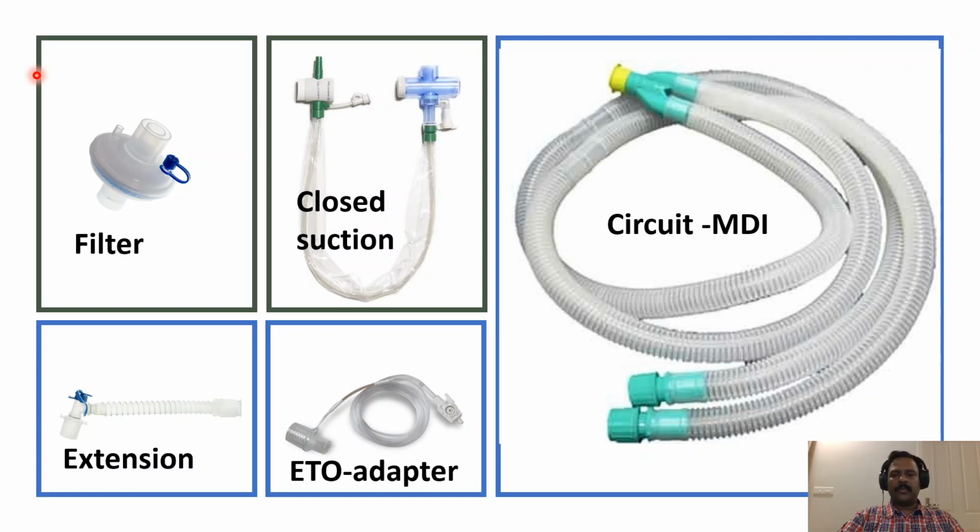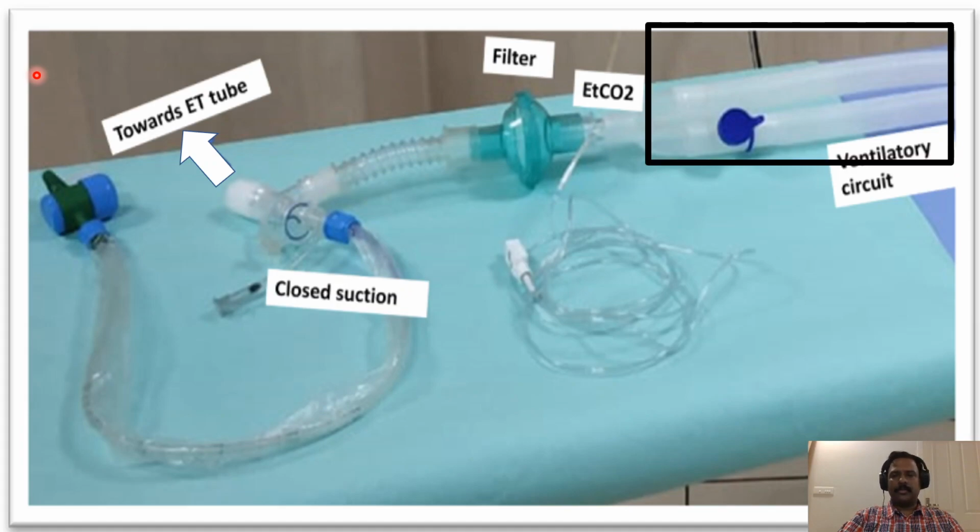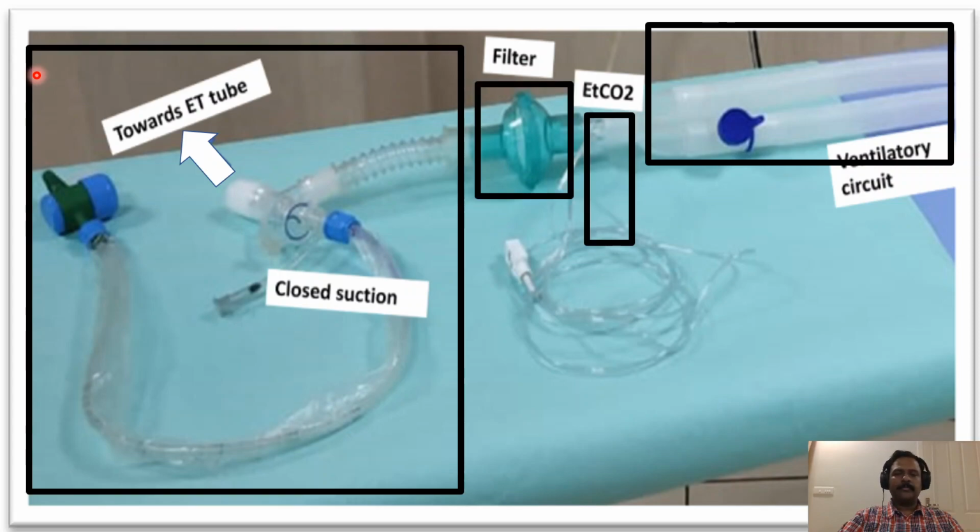So once again, you're having a circuit, you're having an EtCO2 adapter, you're having a filter, and you're having closed suction with extension. So how to arrange this? Get your ventilator circuit, then connect your EtCO2, then connect your filter, then connect your closed suction apparatus with extension. And this part goes towards the endotracheal tube.